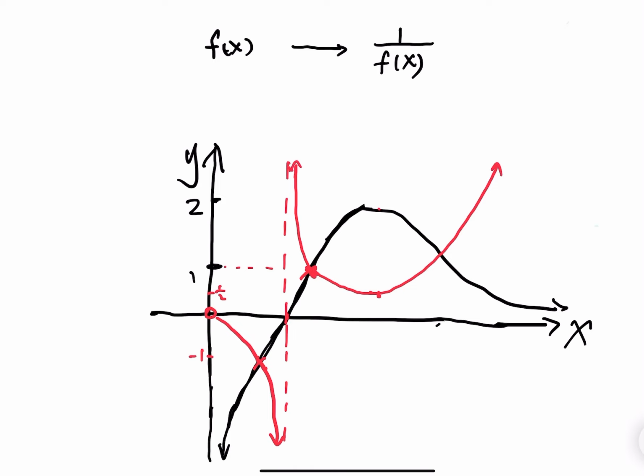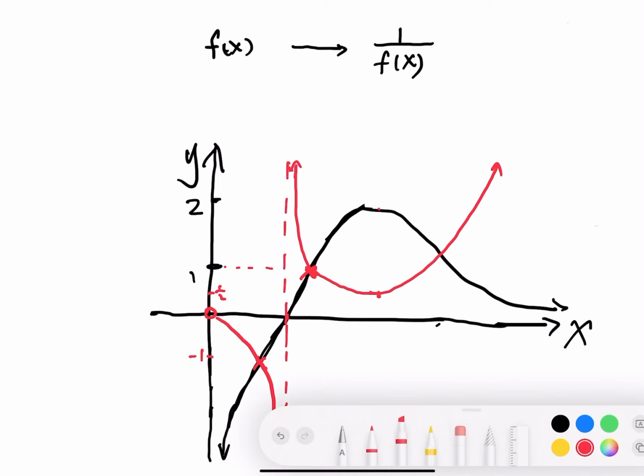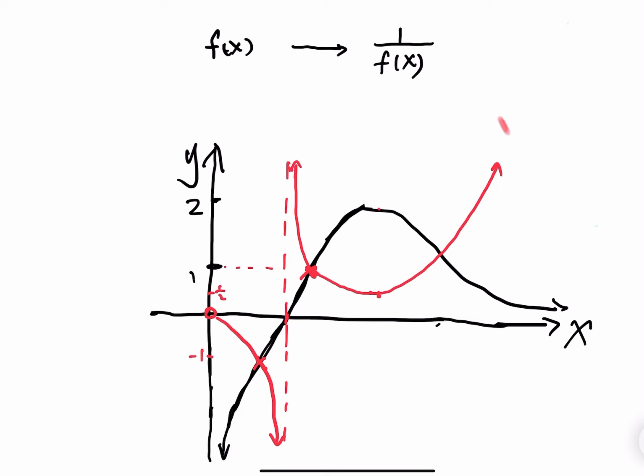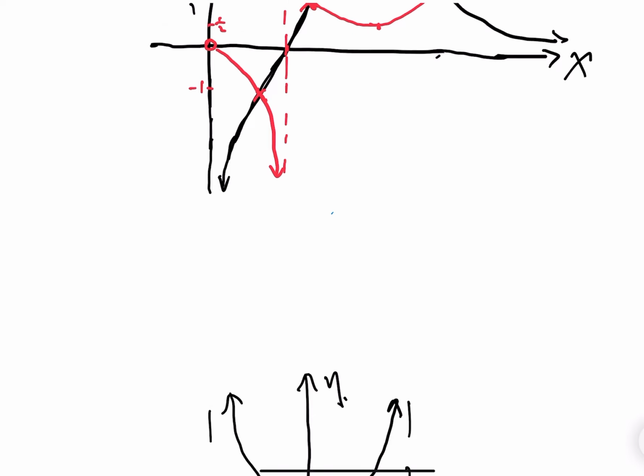That's it. These are all the rules. And that's it, finished. Pretty simple. So this is how we sketch the reciprocal functions. The red is the reciprocal. That's what I did here. Good. Move on to the next one.